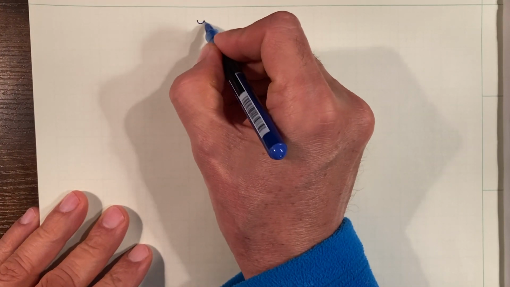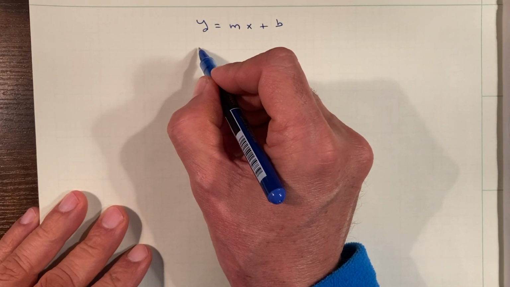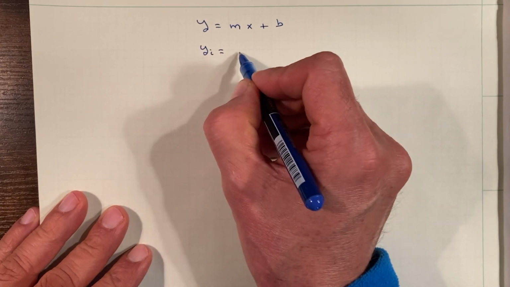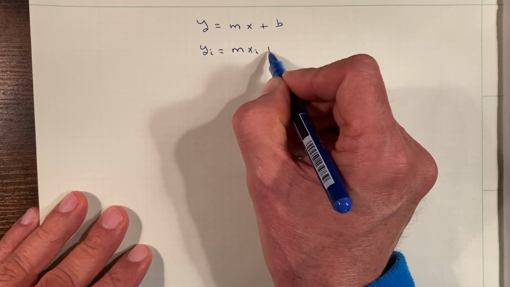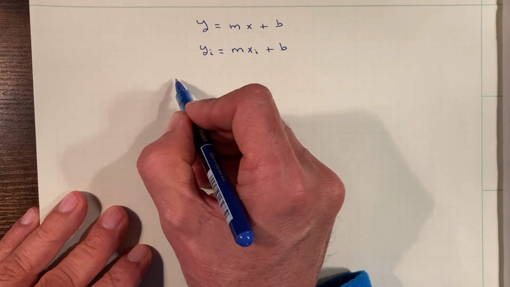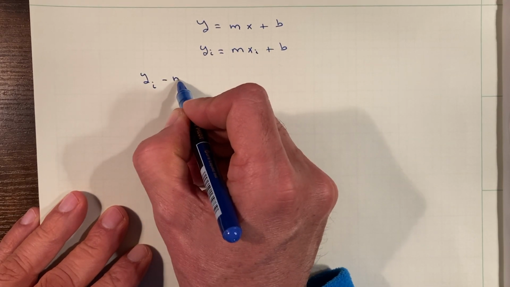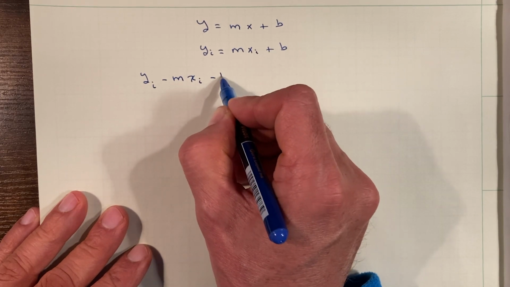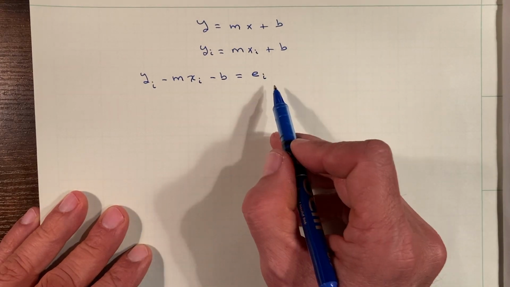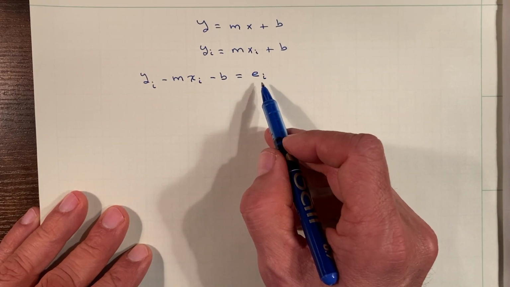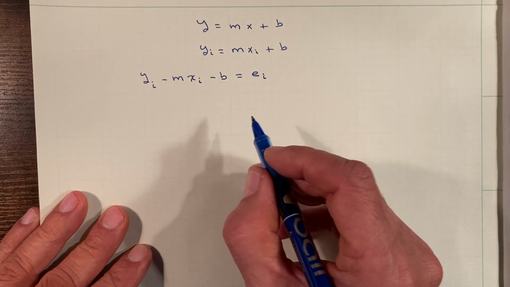We start with the equation for a line, y equals mx plus b, and we introduce the subscript i to indicate our individual data samples. Now what we want to do is put everything on this side of the equation. So we say y sub i minus m x sub i minus b equals this e sub i, or error term. Notice that this is going to be positive and negative. So what we want is for this term to always be positive. So we're going to square it, hence the name least squares.